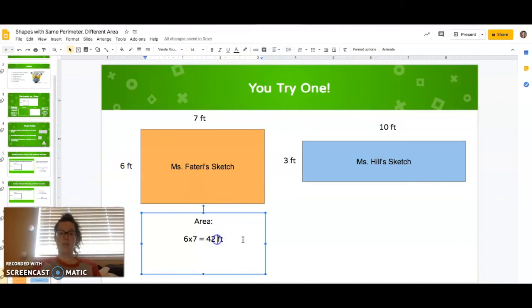But I almost forgot. I'm not finding perimeter here, I'm finding area. So I have to make sure I say square feet.